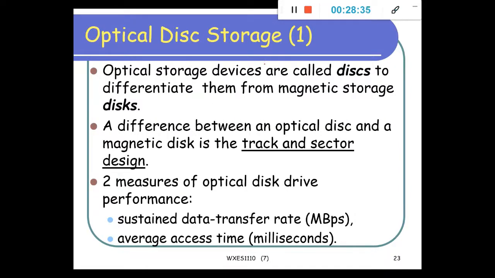Optical disk storage. This is like CDs and DVDs. Optical storage devices are called discs, spelled D-I-S-C-S, to differentiate them from magnetic storage disks. A difference between an optical disc and a magnetic disk is the track and sector design. Two measures of optical disc drive performance: first, the sustained data transfer rate, in megabytes per second, and second, the average access time, in milliseconds.